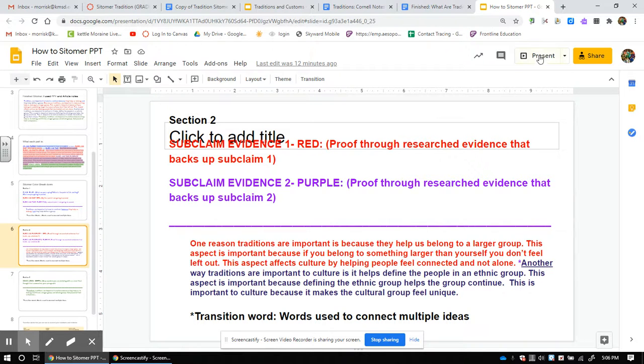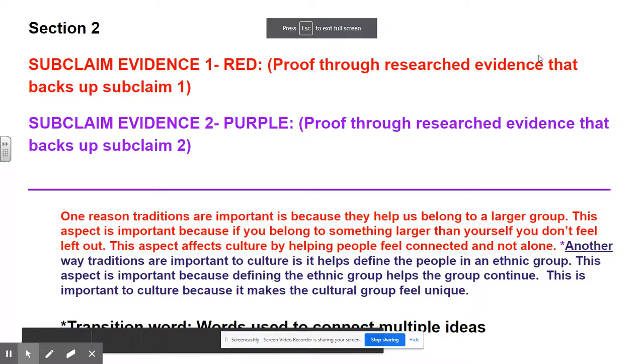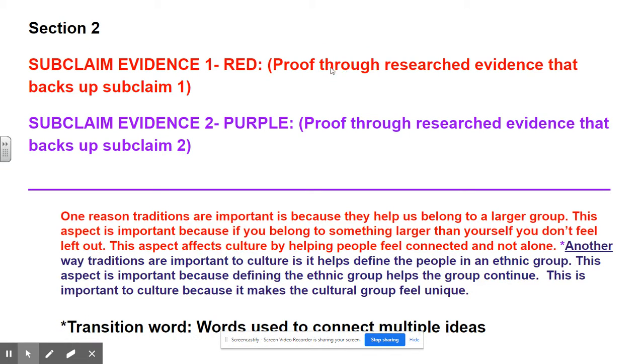Let's go to the next piece. It's easier to see when I do this. Subclaim evidence. I have to prove the reason I gave. Proof through researched evidence backs up subclaim 1. Again, I got this from the PowerPoint. Why is this in purple? Because this is proof, research proof to back up the reason I gave up above to answer my claim. One reason traditions are important, and this is what I have in my Sitomer. I've read this a couple times now. I don't need to read it again.